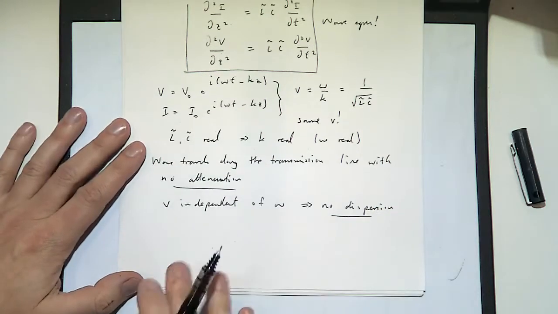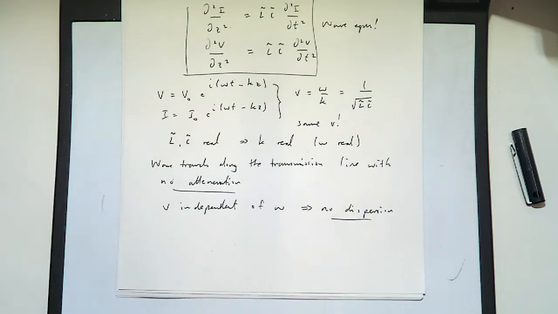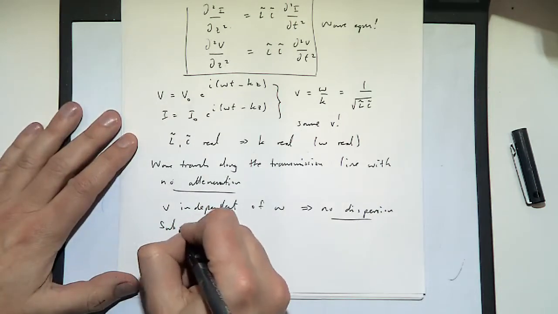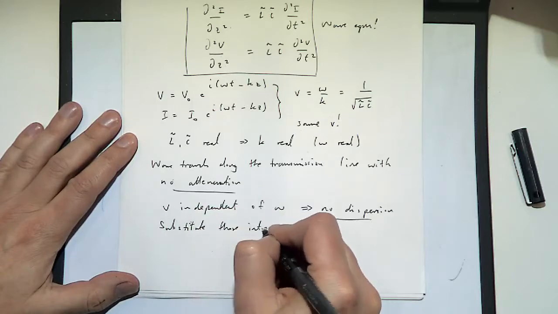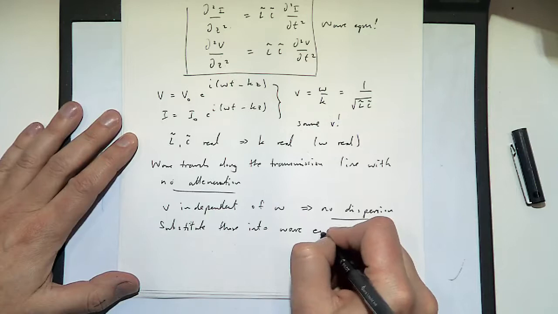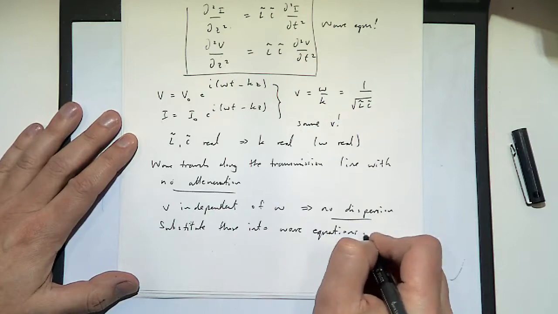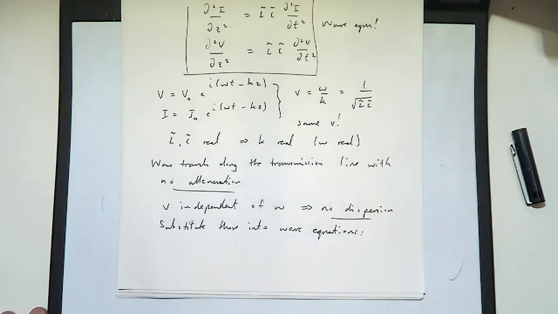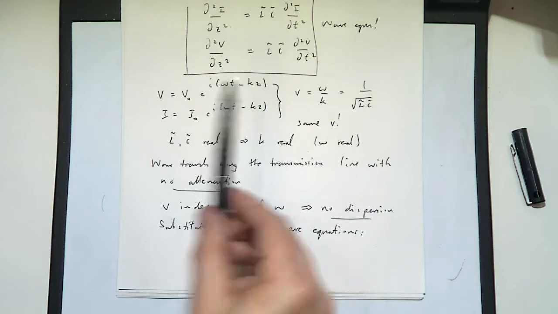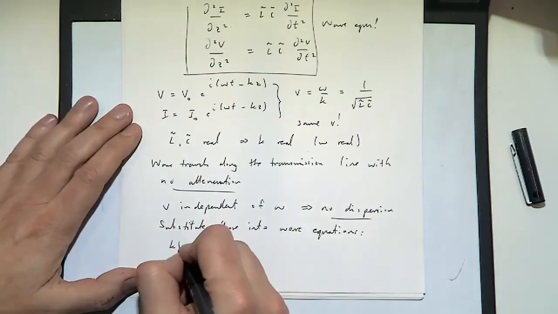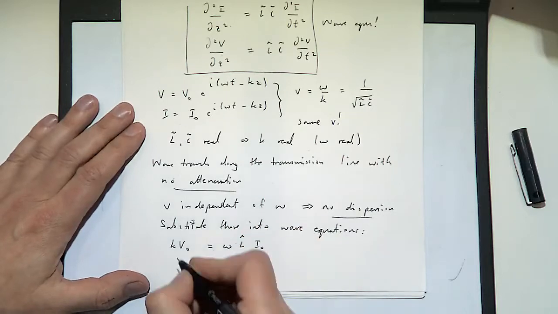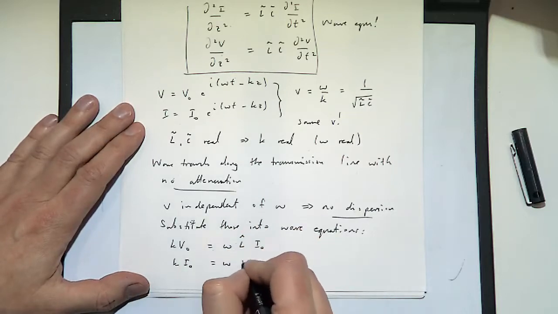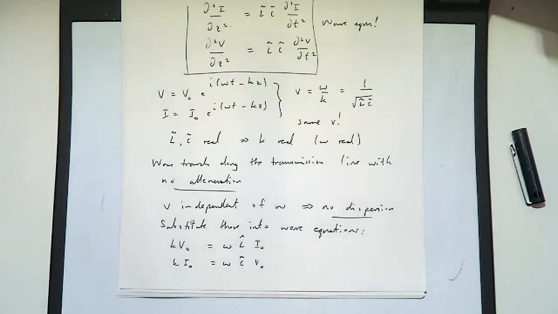Now we can substitute those solutions, these ones here, V and I, into the wave equations. We already did that, and you should check that you can do that to see that they do satisfy the wave equations. When you do that, you can cancel out the e to the i omega t terms, show you can do that, and you get k V0 equals omega L tilde I0, and k I0 equals omega C tilde V0. Try doing that. Algebraically straightforward, isn't it?